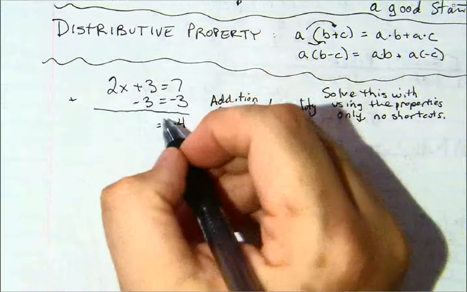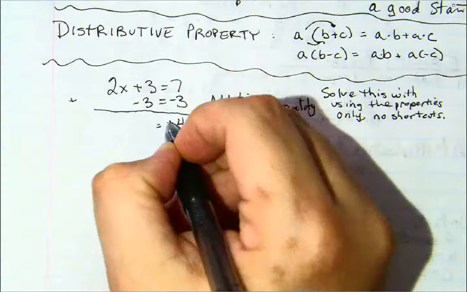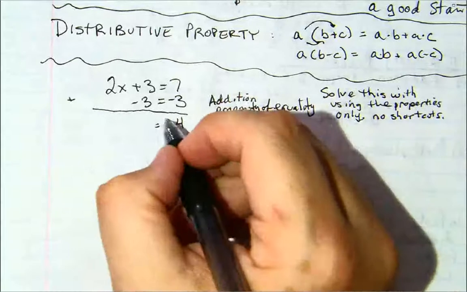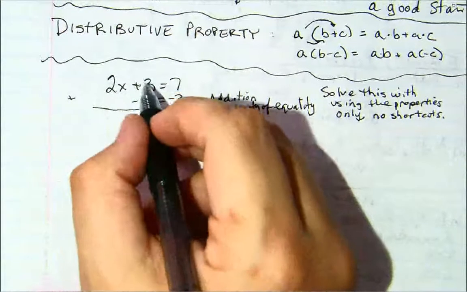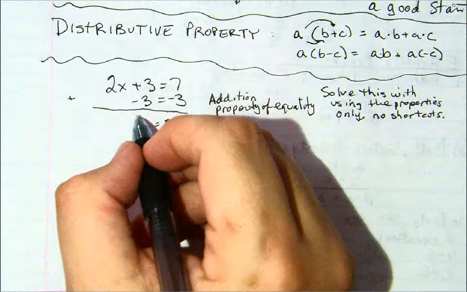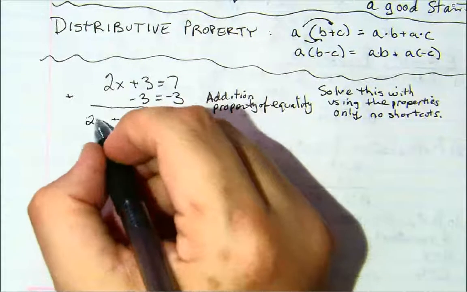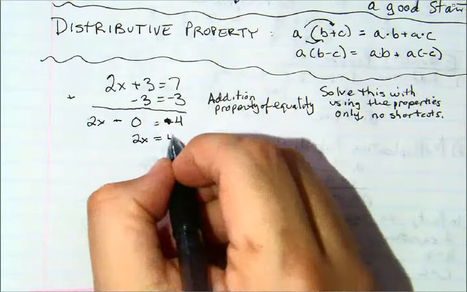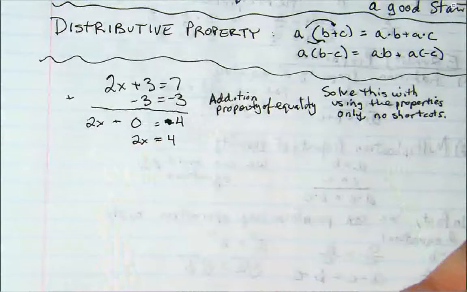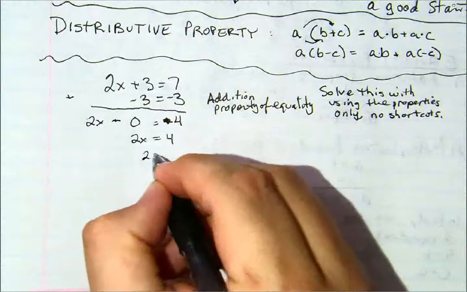Oh, that should be positive. You're correct. Well done. Nice check. No, you're right. Good for speaking up. Positive 3 plus a negative 3 is 0, and then that's plus a 2x. So if I just rewrite this, 2x is equal to 4. All I did was combine like terms. 0 disappeared. Now I'll say 2 equals 2.